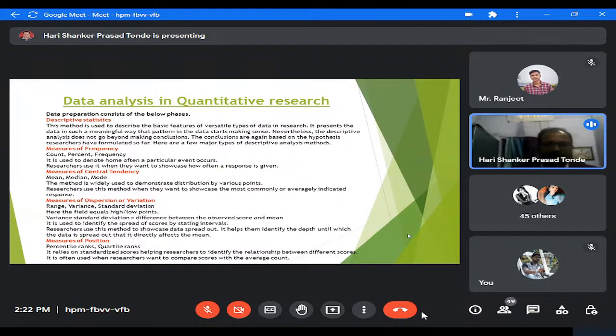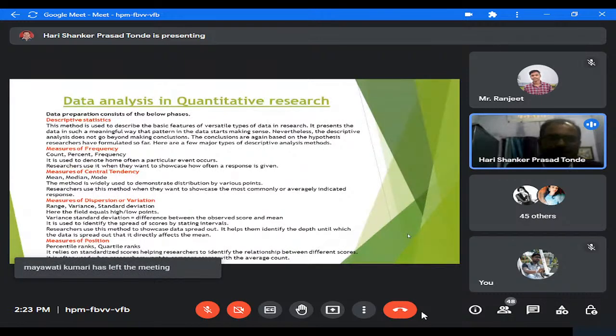It is used to identify the spread of scores by stating intervals. Next one is the measure of position. What actual position the data is being useful to us for the research problem. This is the measure of the position, and it will be both in scientific and social research. Percentile ranks, quartile ranks, it relies on standardized scores, helping researchers to identify the relationship between the different scores.